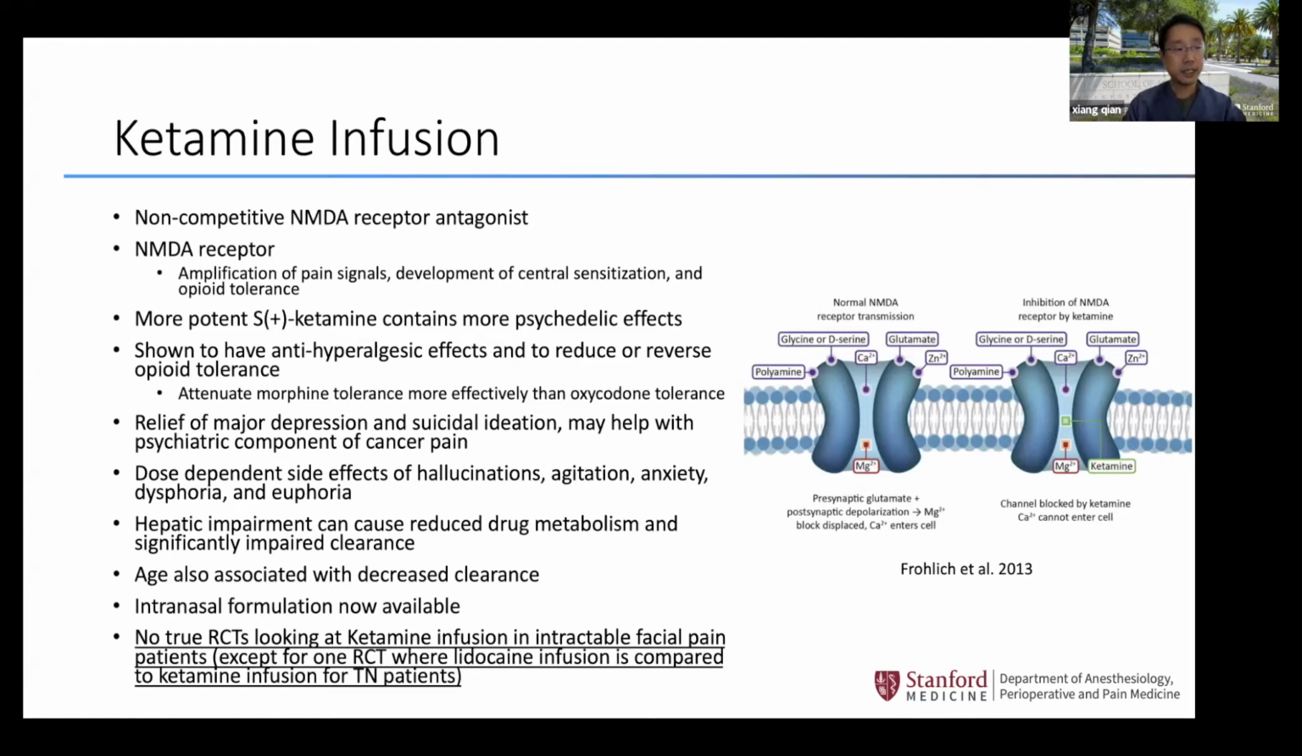The next one is ketamine infusion. Ketamine infusion is very interesting. It is a non-competitive NMDA receptor antagonist, and we all know NMDA receptors are very clearly involved in the development of central sensitization, opioid tolerance, and chronic pain.